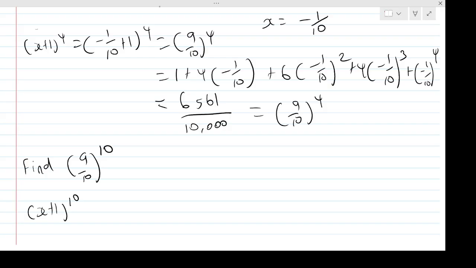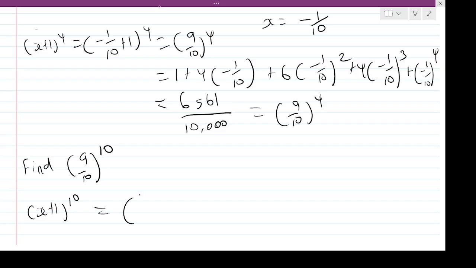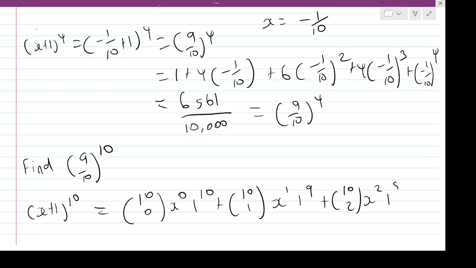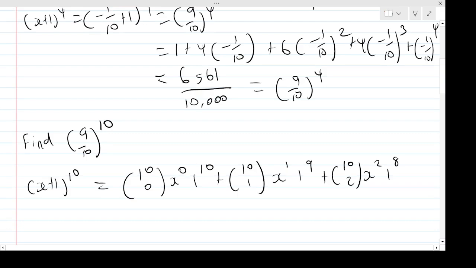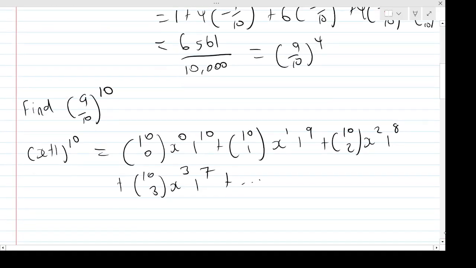If we were to find the first few terms of this expansion, let's say the first 4 terms, that would be firstly 10 choose 0, x to the 0, 1 to the 10, add 10 choose 1, x to the 1, 1 to the 9, add 10 choose 2, x squared, 1 to the 8, and then 10 choose 3, x cubed, 1 to the 7, and then there'll be more terms after, which I denote with this triple dot. There's a lot more to calculate, so I'm going to leave it there.